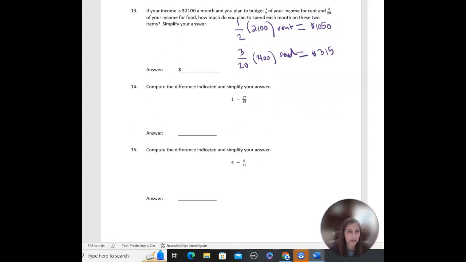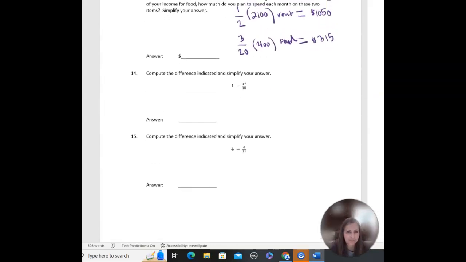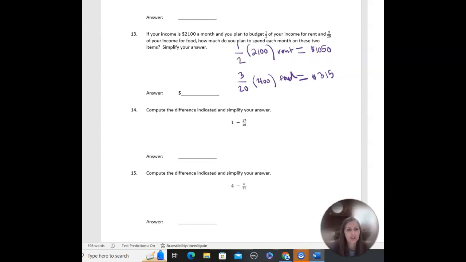Let's look at the answer and see if they want us to add those. Number 13. Yes, okay. So they want the total that you're going to spend on these two. I don't think that's worded very well, but what they want us to do is add up 1,050 plus 315. So 5, 5 plus 1 is 6, 0 plus 3 is 3. $1,365.